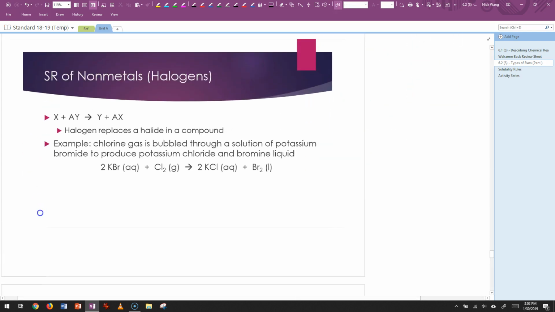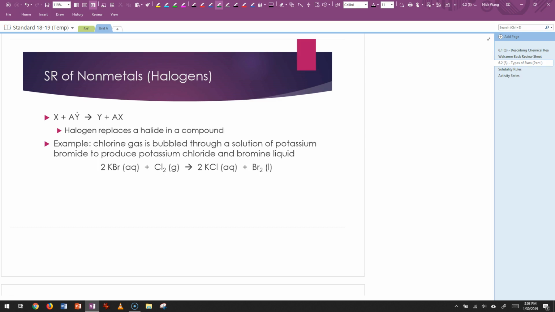Let's go ahead and finish out this next one. This case, we're talking about the single replacement of nonmetals. Typically, these are going to be your halogens. It's going to be a halogen replacing a halogen. So repeating this generic form, X plus AY. Notice how the X and the Y are the ones that are replacing each other, right? So the little X kicks off the Y. And again, halogen replaces a halide. Remember, the halogen is a family of nonmetals. The halide is the IDE ending, so it's the ion form of it.